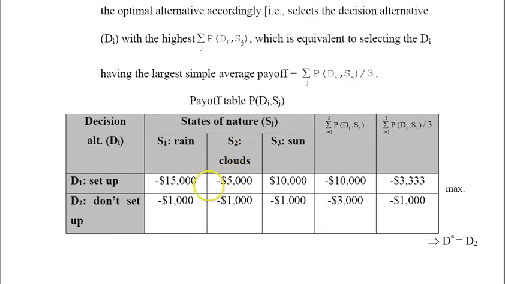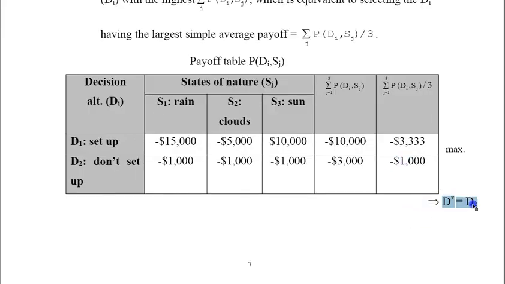So we go back to the payoff table, if my decision is to set up, I add all these three and divide by 3. So the sum is negative 1,000, 10,000, and the average would be 3,333 loss. If I decide not to set up, I add all these three, which gives me this value, and then divide by 3. So my average payoff would be a loss of 1,000, and so the maximum is this. I would be better off with not set up. So my decision is do not set up.